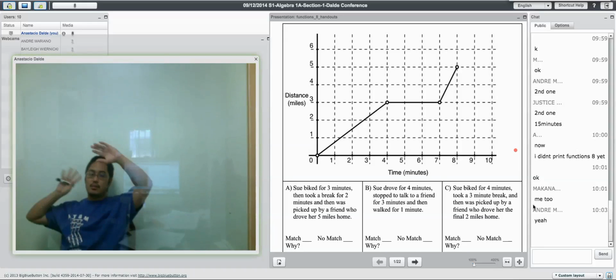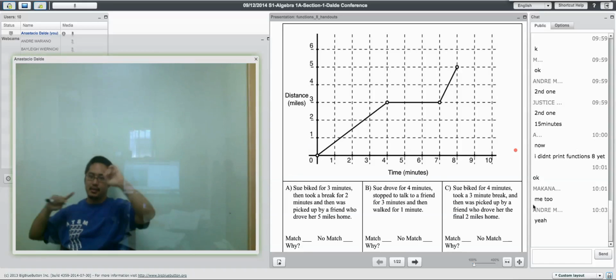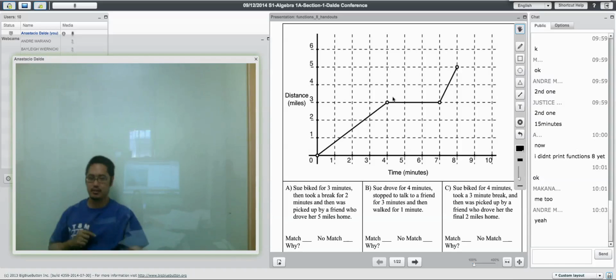Would you like to know my thoughts? Which slope is bigger? This diagonal line or this diagonal line? The first one. Which slope is bigger, the rise over the run? This diagonal line or this diagonal line?